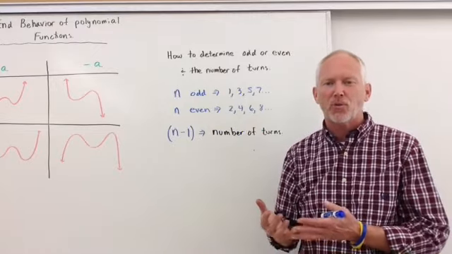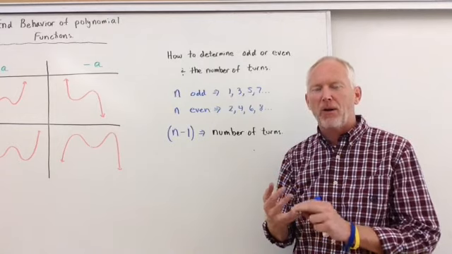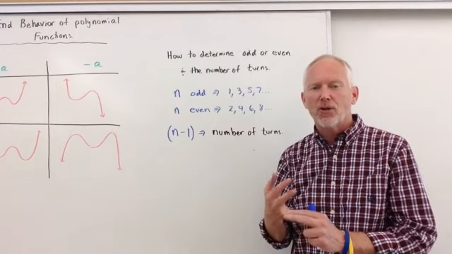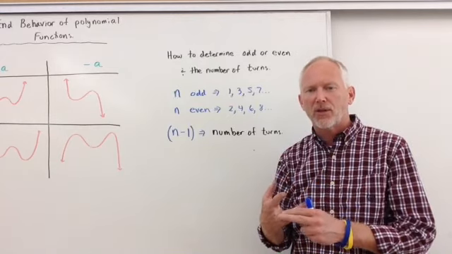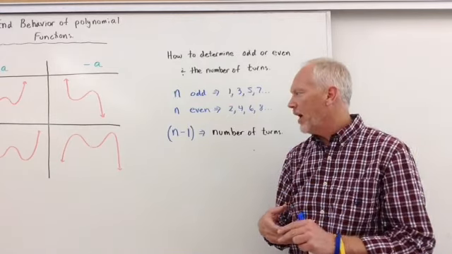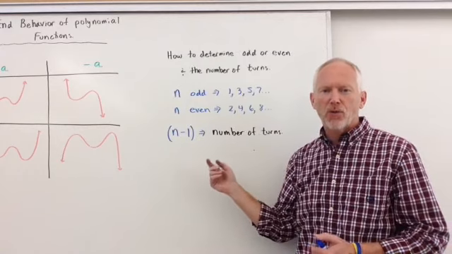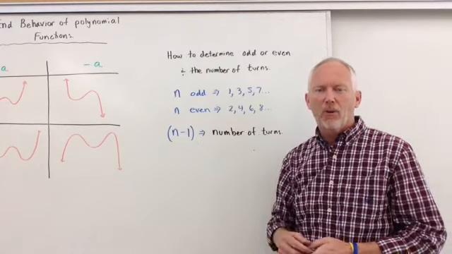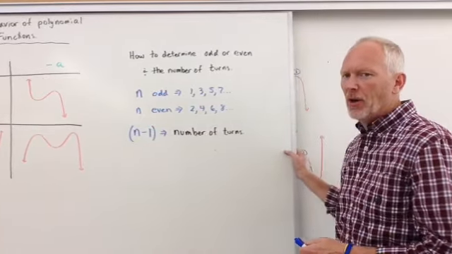The odd functions will be cubics, maybe to the 5th power, to the 7th power, etc. Your even functions are your quadratics, to the 4th power, to the 6th power, etc. Now, what will determine the number of turns? N minus 1. Well, n is the power, and so we get that n minus 1. So that will determine the number of turns.